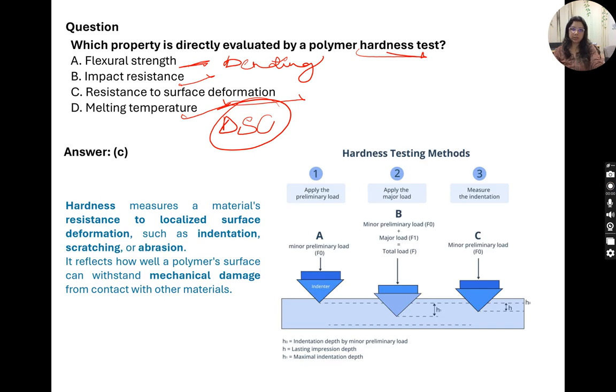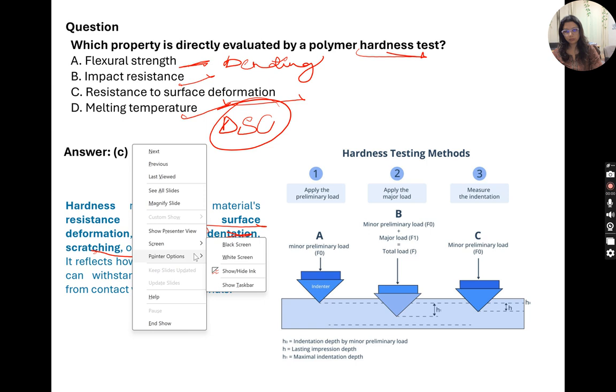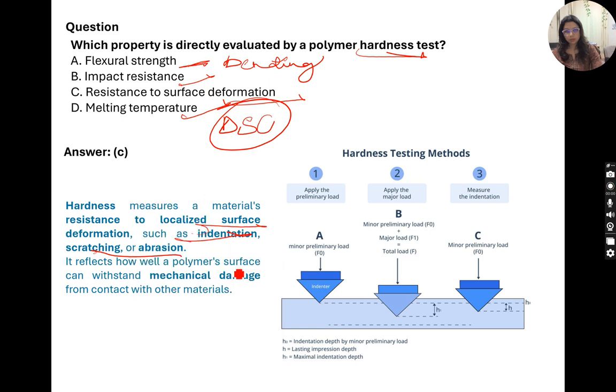If you look at the hardness measurement methods, hardness measures a material's resistance to localized surface deformation, such as indentation, scratching, and abrasion. It reflects how well a polymer surface can withstand mechanical damage from contact with other material. Like when we put some material over the polymer, how much can it withstand. So that's the material hardness. And if we look at the measurement, with this type of pointer we can measure the hardness. Such a pointer we can place on the polymer surface.